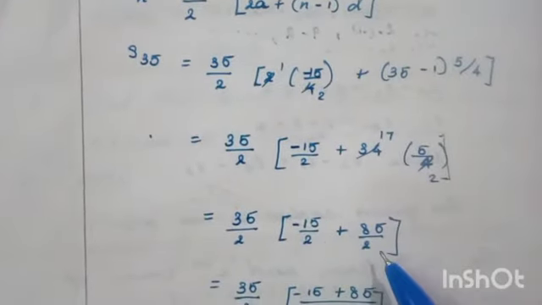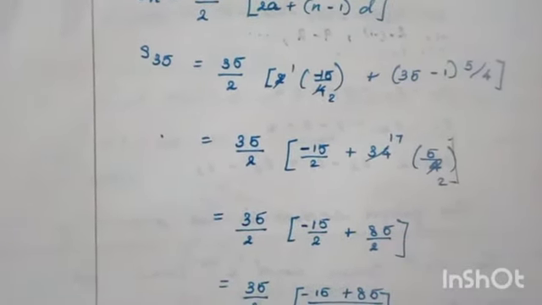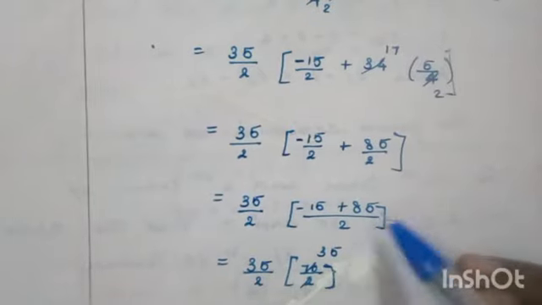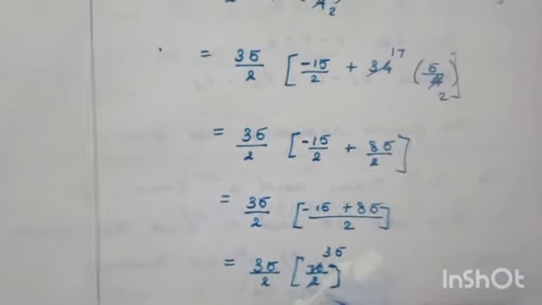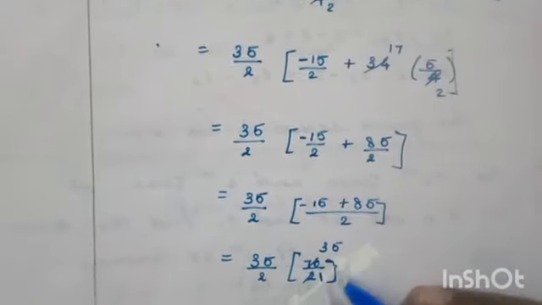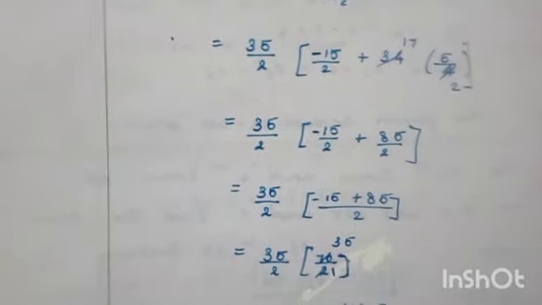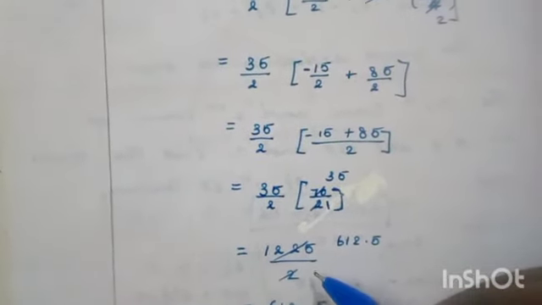The denominators are same, so we have to simplify the numerator. That is 35 by 2 into minus 15 plus 85 by 2. You have to subtract these two, that is 70 by 2. So 1 2 is 2, 1 2 is 2, here 35. Now you have to multiply these two, 35 into 35, so that is 1225 by 2.